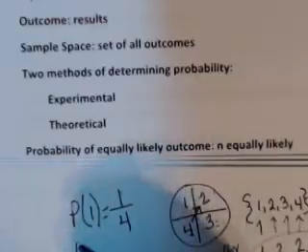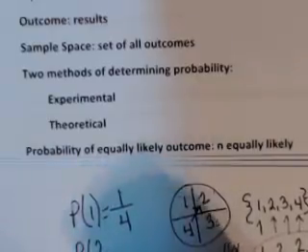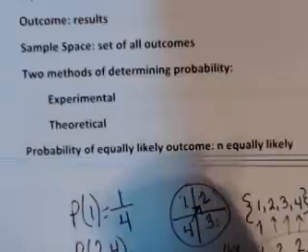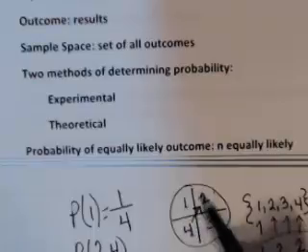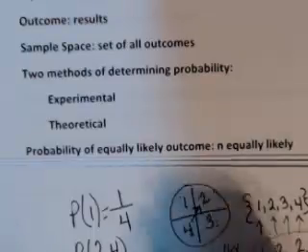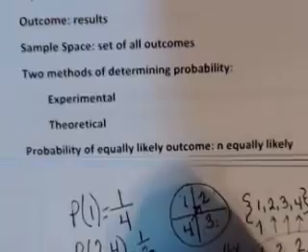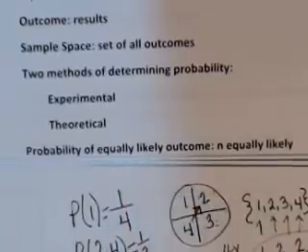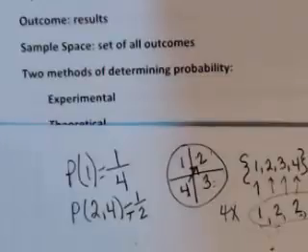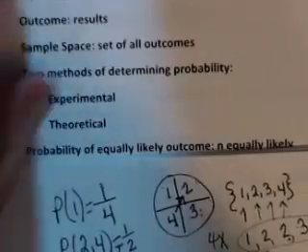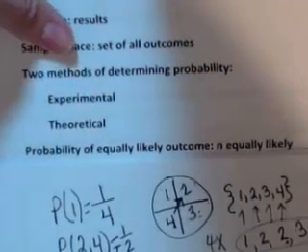Now if I want the probability of landing on a 2 or a 4, then half of the area of this is taken up by a 2 and the 4. So the probability would be 1/2. So experimental and theoretical.